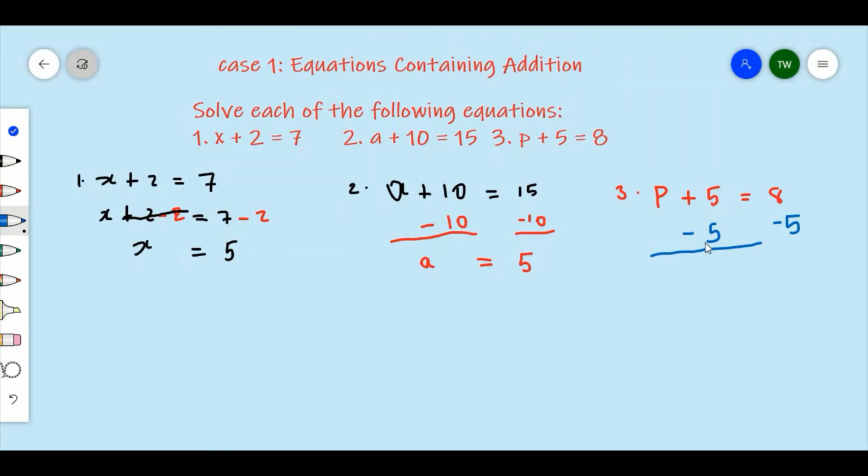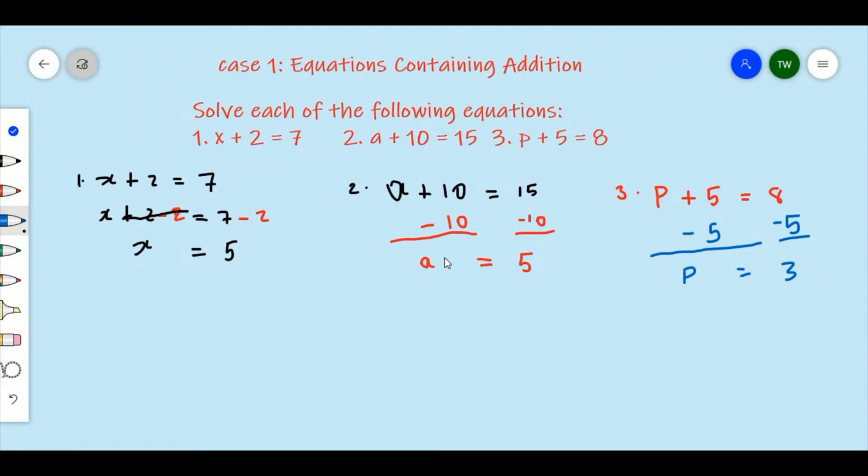Clearly here, positive 5 minus 5, that's going to give us 0. So what we're left with is just P equal to 8 minus 5, that's going to give us 3. Now, you can always check your answer, right? We said that P here is equal to 3. If we replace this P in the original question with 3, 3 plus 5, that's 8, so it's true.